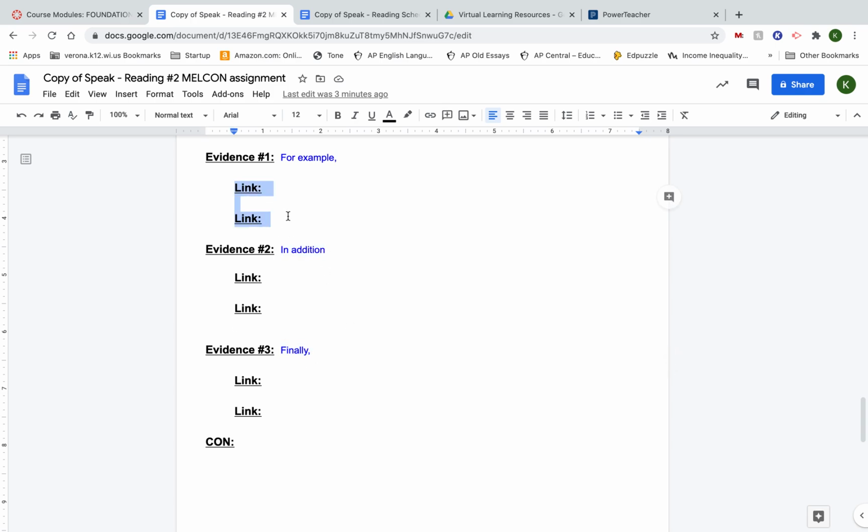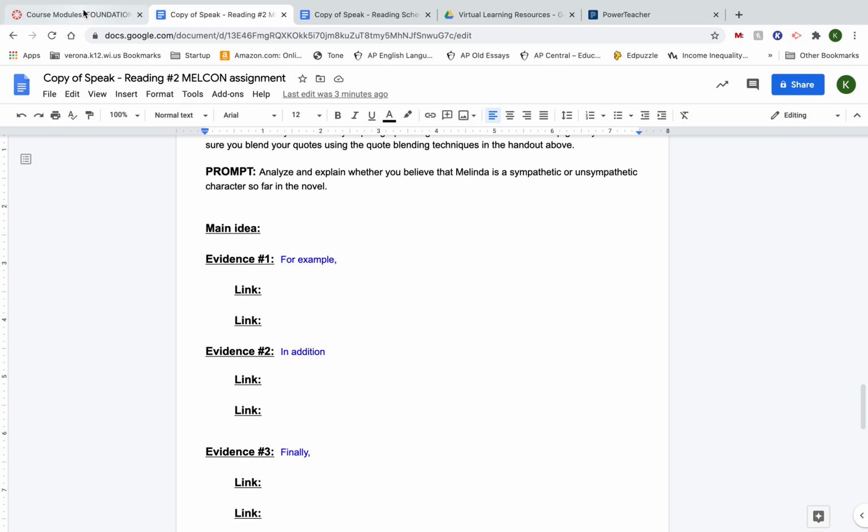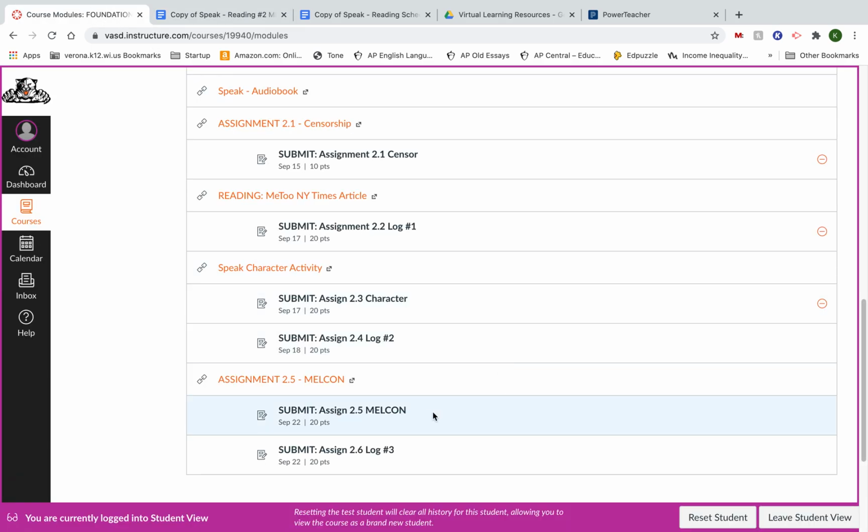The links actually explain why the evidence is important. Then you need a conclusion. All right, so that is what is due. You need to turn that in here.